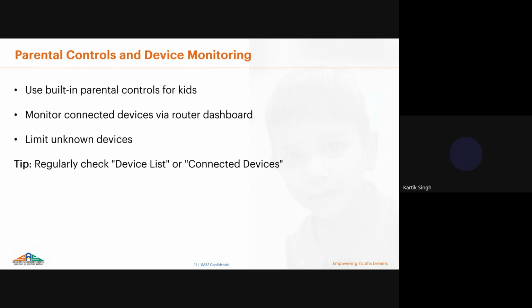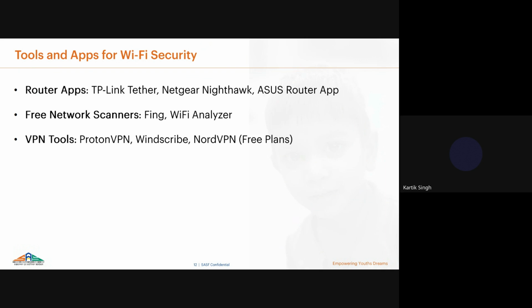Now, limit unknown devices. Set a limit on the unknown devices that are connected to your Wi-Fi network. Regularly check the device list or connected devices, as it will give you insights about how many unknown devices are connected to your Wi-Fi network. If there is any unknown device, it might be a threat actor trying to eavesdrop on your network or intercept the data that is going through the network.